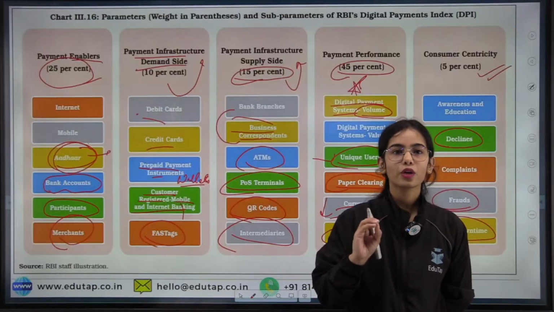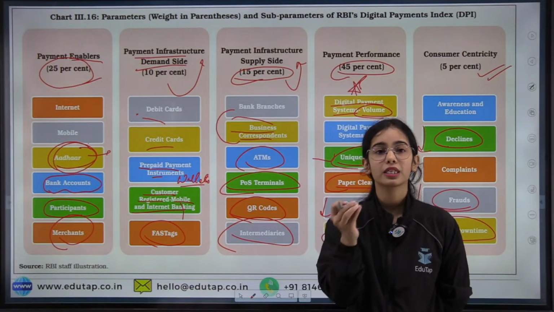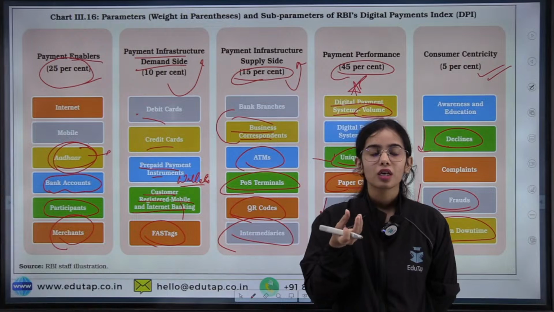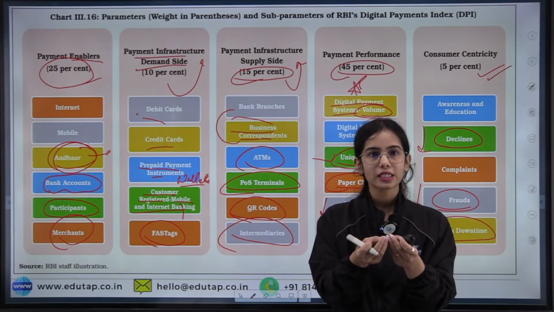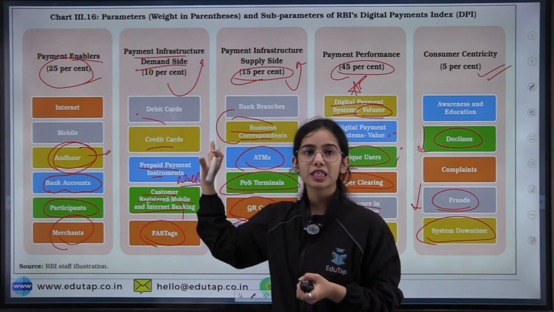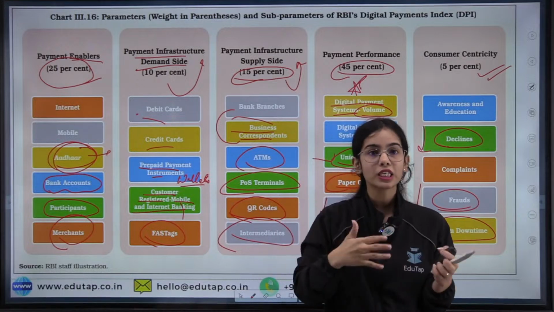See, there are going to be different systems like UPI, AEPS, NEFT, and IMPS. So we do not include such things directly in these 5 parameters. These 5 parameters show you the enablers which help you to do digital payment.